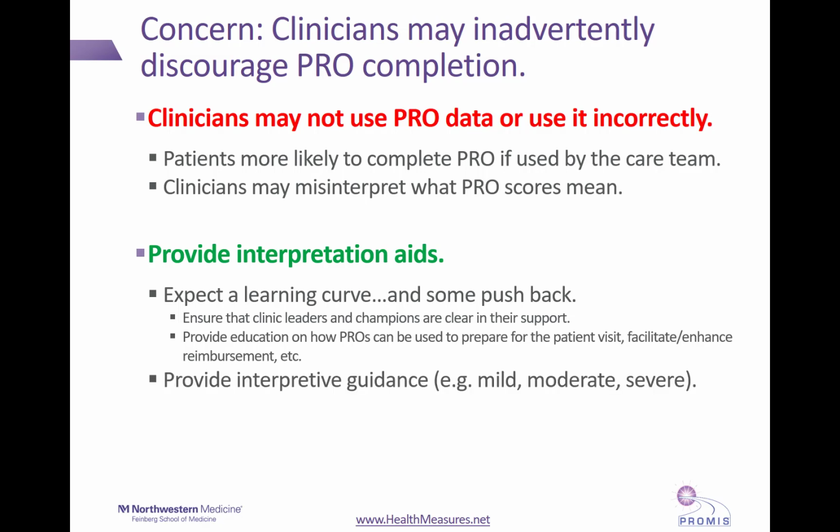It's also best practice to help provide interpretive guidance for patient-reported outcome scores, for example, describing scores as mild, moderate, or severe based on established cut points when possible. And in addition to having numeric scores, having a graph with patient-reported outcome scores over time can be useful not just for the clinician, but also for the patients themselves.